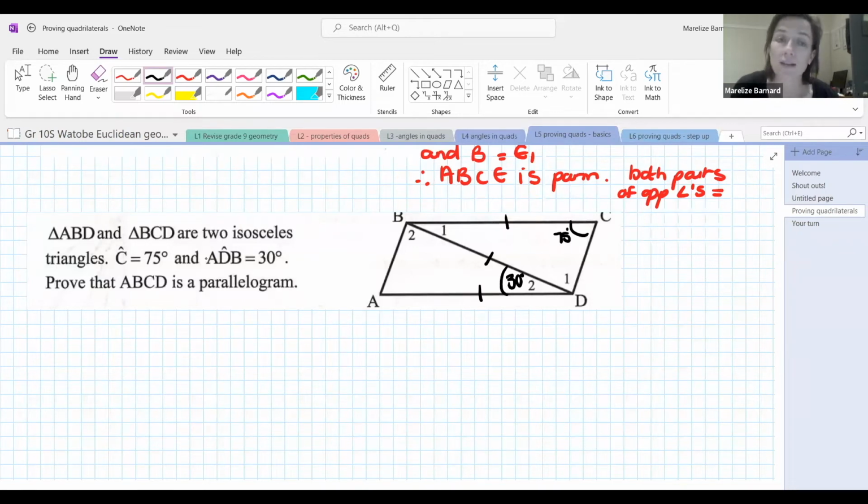Okay, now Unati, just be careful. We don't know that the lines are parallel. It's not given. We are trying to prove that this is a parallelogram. Only once we've proven it's a parallelogram will the sides be parallel. The only thing we've got here is that ABD and BCD are isosceles triangles. So that's what we've got to work with. We don't have any parallel sides as it stands at the moment. So we have to use other geometry.